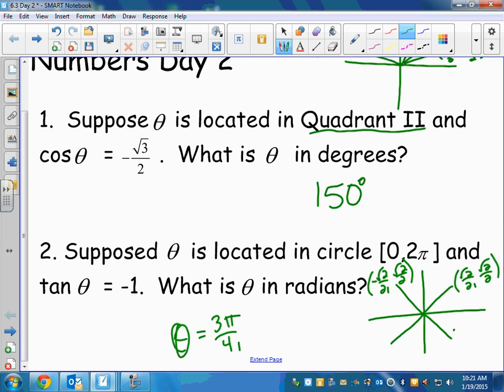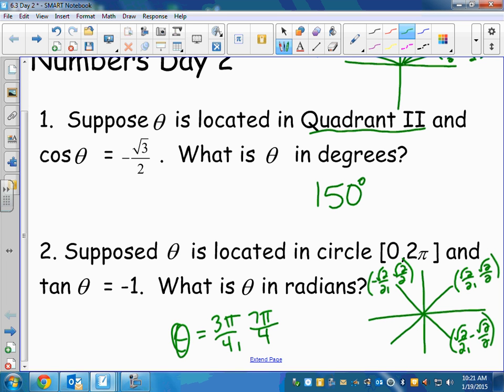Yeah, over here, remember that it switches, that now this is positive square root of 2, this is negative square root of 2. So because they don't say just in quadrant 2, they tell me on the whole circle, there's another one over here. They repeat themselves, that this is also tangent of negative 1, so that would also be 7 pi fourths.